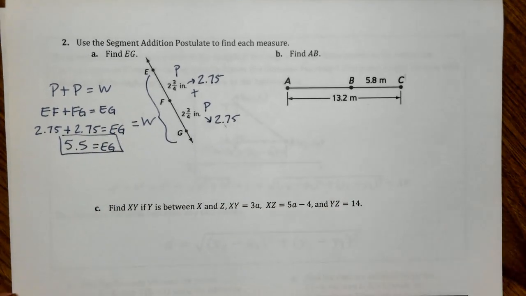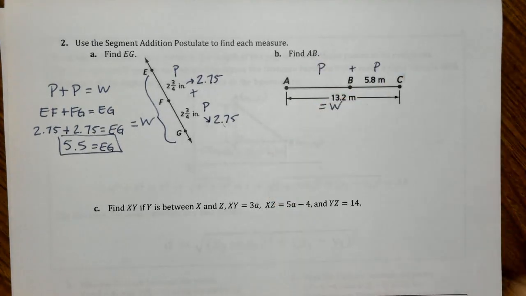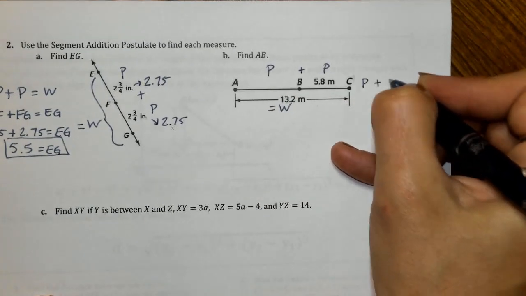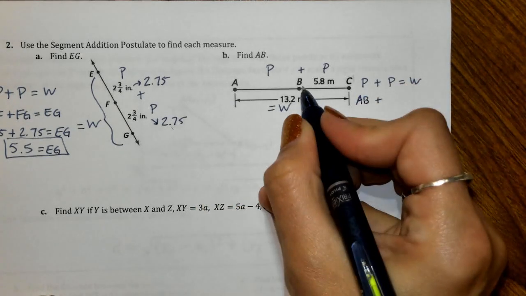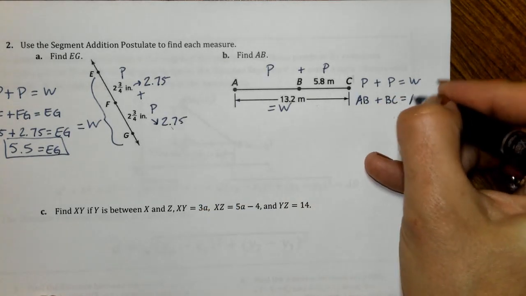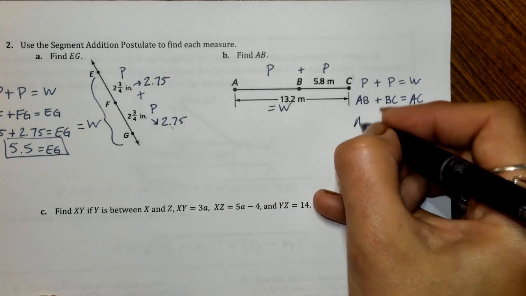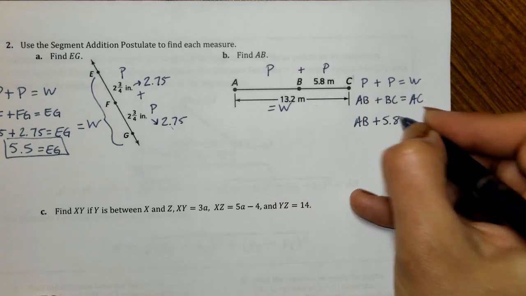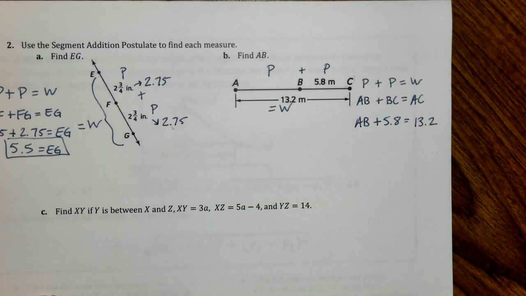Over here, let's take a look at when we have one part but we don't have the other. We still have part plus part equals whole. The part is AB, plus the other part, BC, is equal to the entire whole segment, AC. Plug in: AB we don't know, so we could just leave it as AB, or x if you'd like, plus BC, 5.8, is equal to AC, 13.2.